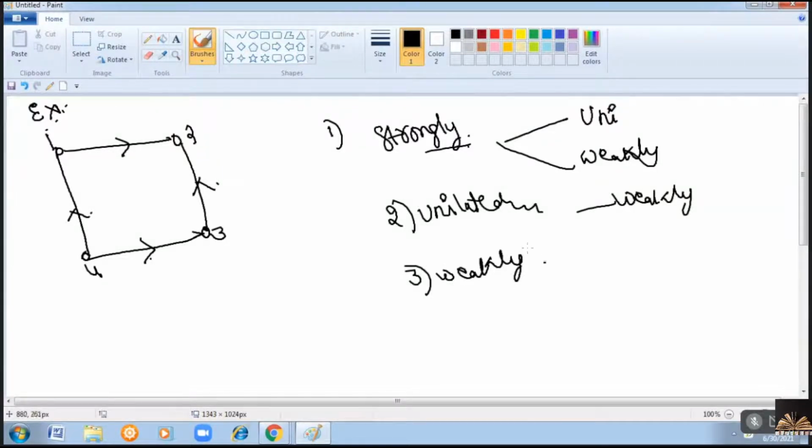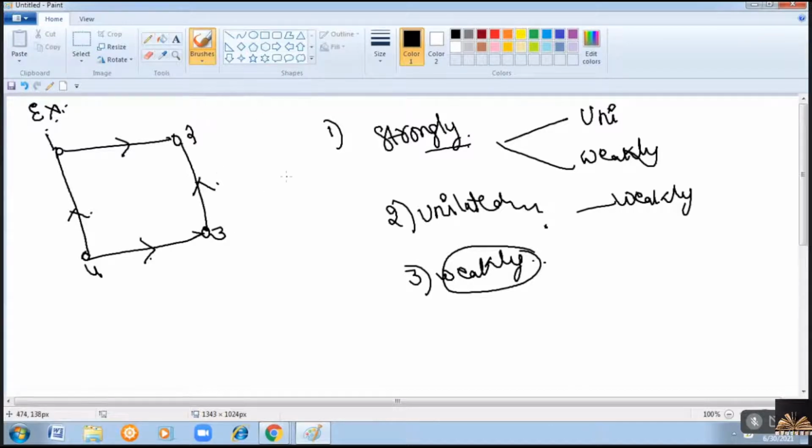Suppose you are going from weak to strong, then what do you have to do? If it is weakly connected, again we have to check whether it is unilaterally connected or not. If it is unilaterally connected, it may or may not be strongly connected. That is the reason. Let us check whether the given directed graph is strongly connected or not. If not, then we can go with unilaterally.